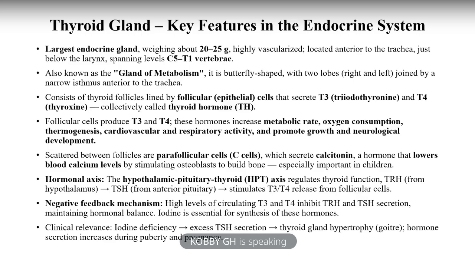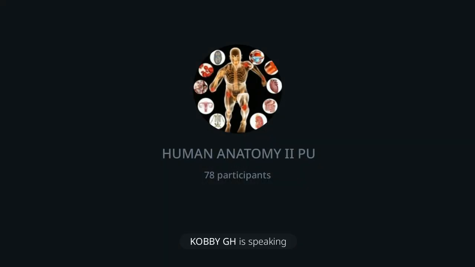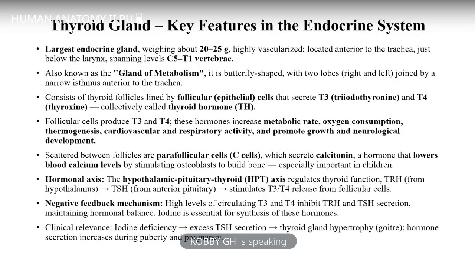Okay, so we have two different types of cells in the thyroid gland. We have the follicular cells. They produce the T3 and T4. And then we have the parafollicular cells. They produce the calcitonin.